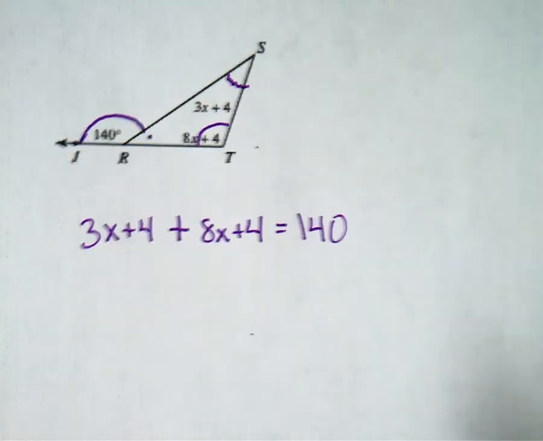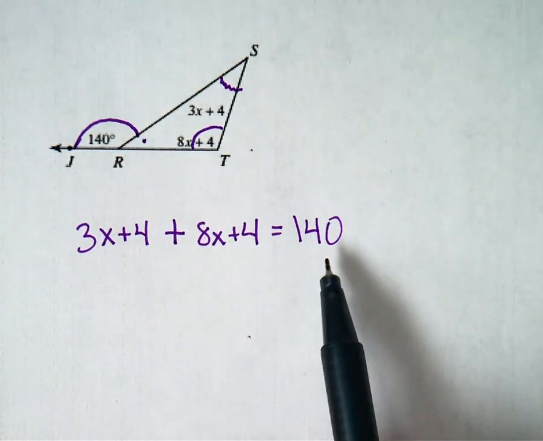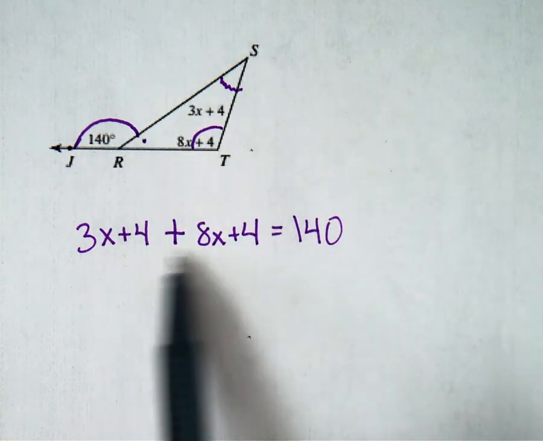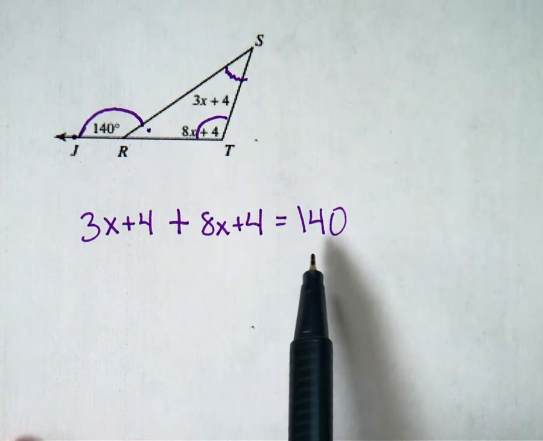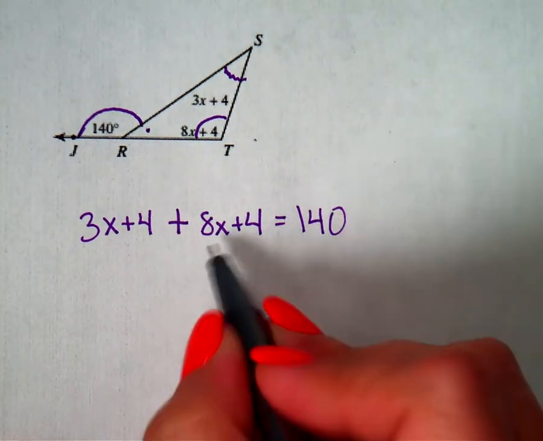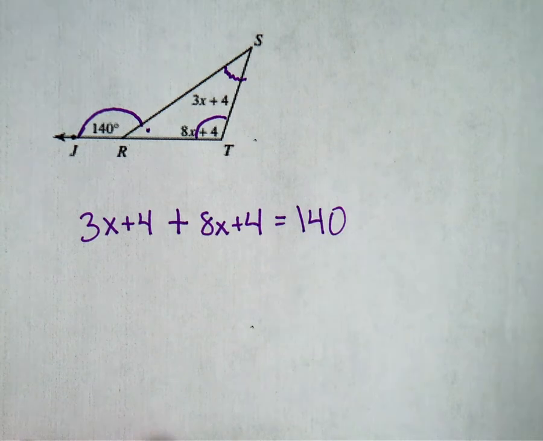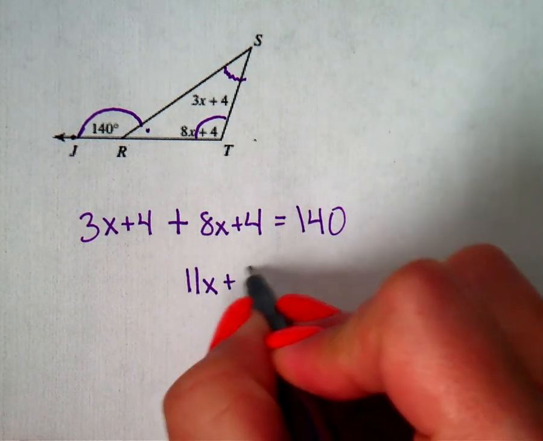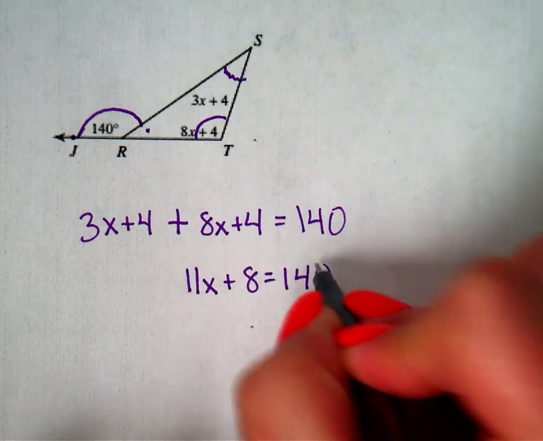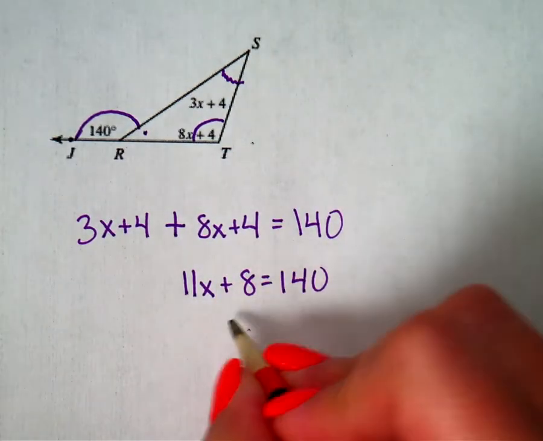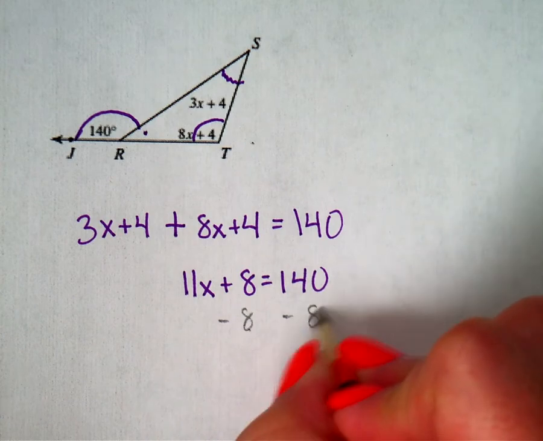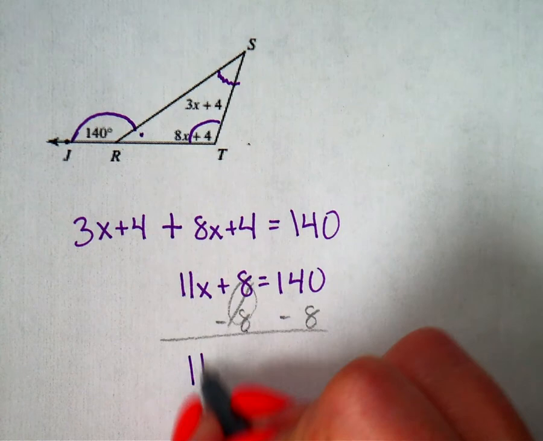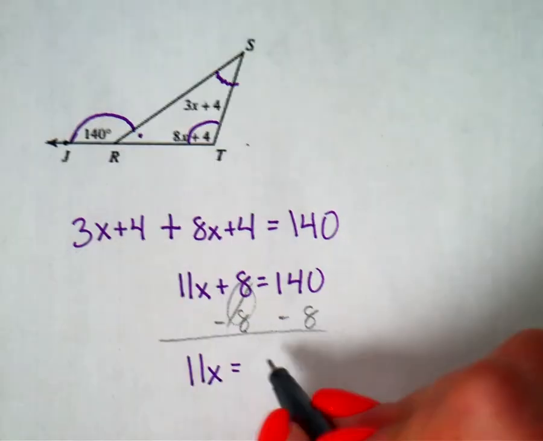All right, so that's using my exterior angle theorem. If I was doing a proof, I would be able to, after putting all these givens down, I would use my exterior angles theorem to come up with this equation. Then I would combine like terms, so 8x plus 3x is 11x, plus 4 equals 140. Subtract 8 on both sides, subtraction property of equality, and 11x equals 140 minus 8.